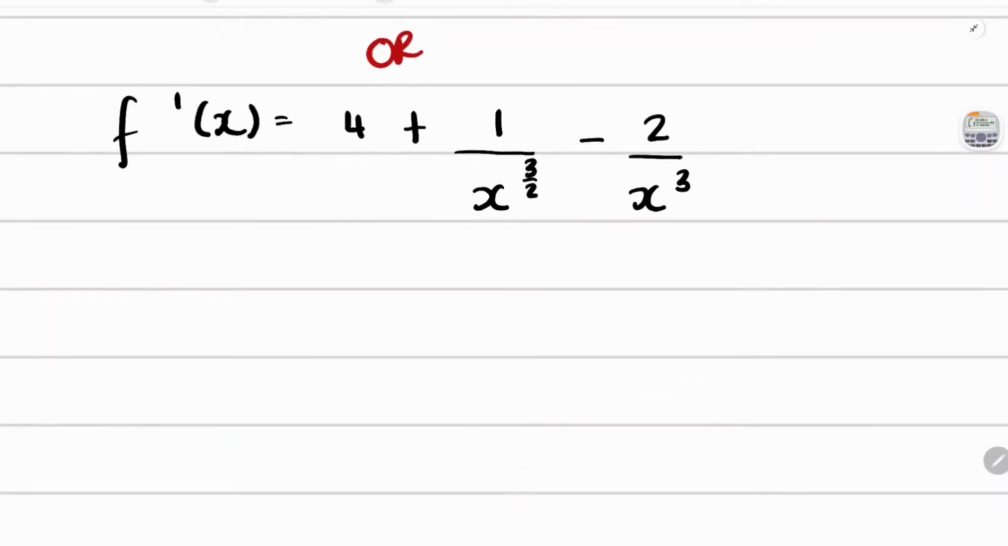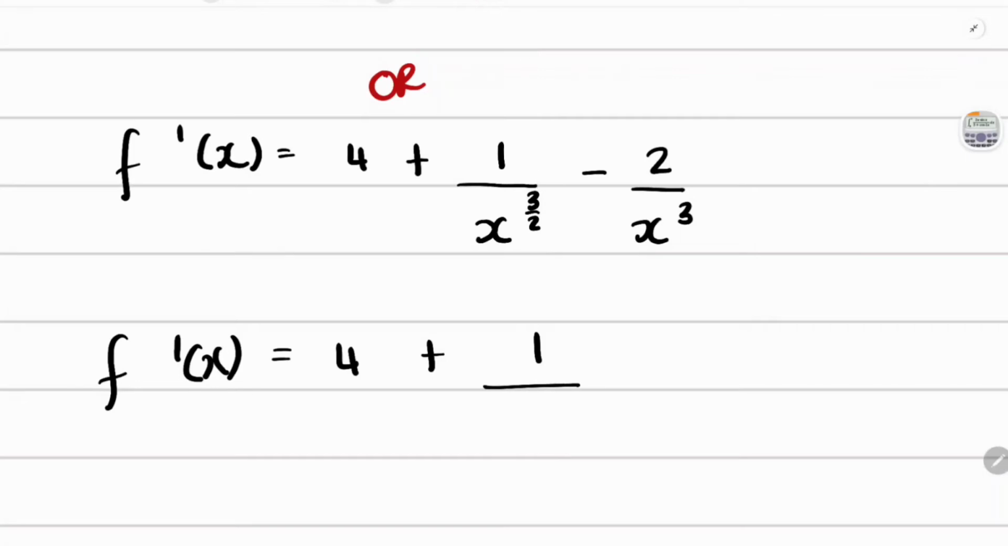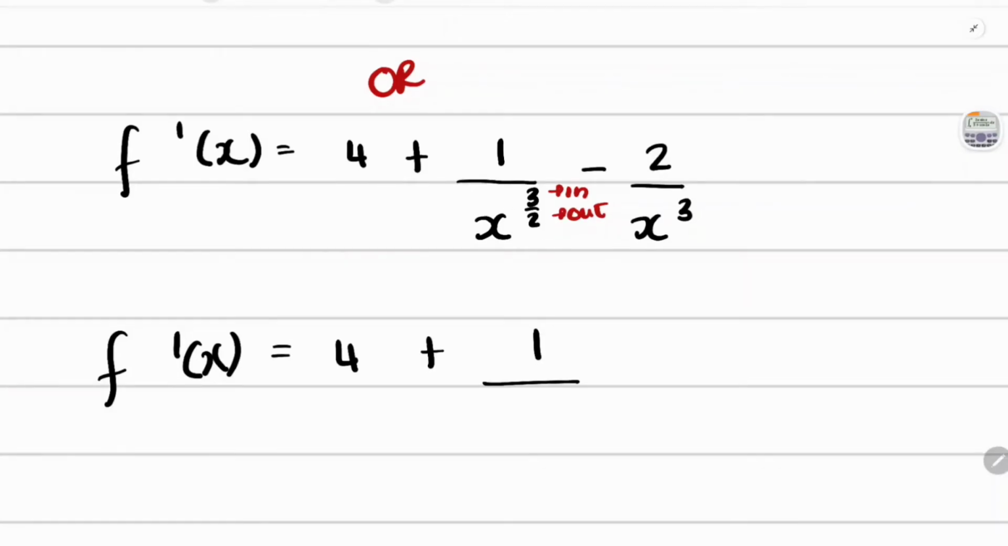Now, if you want to finally write it in surd form, this can go back into surd form like this. So f prime of x is equal to 4 plus, and you have 1 over. Now you see this, remember how I said inside exponent over outside exponent? Well, that's how you can rewrite that. So we're going to put it as a surd.